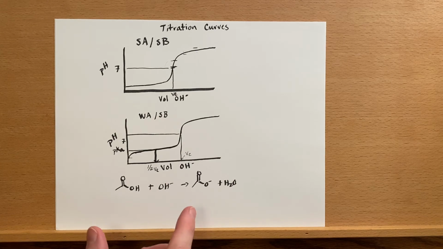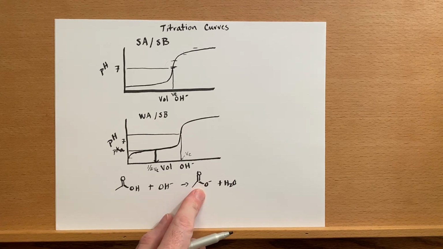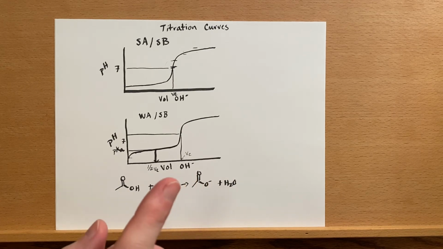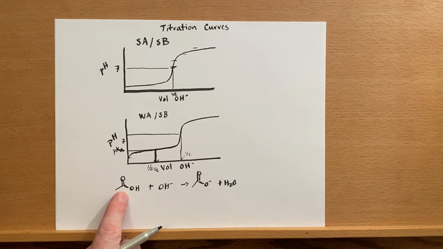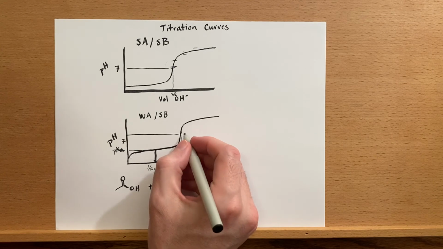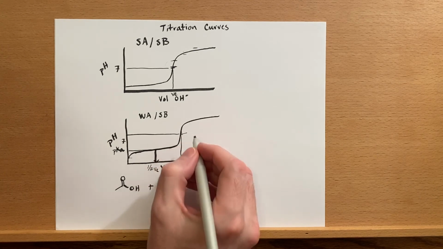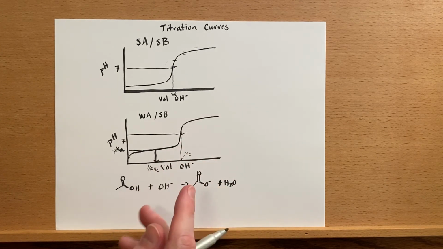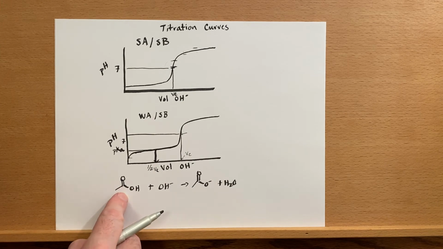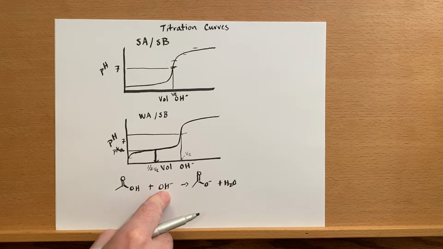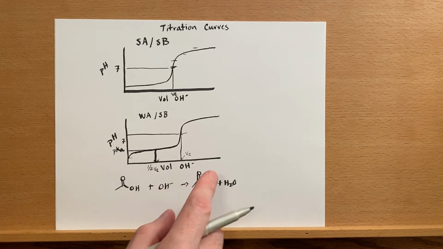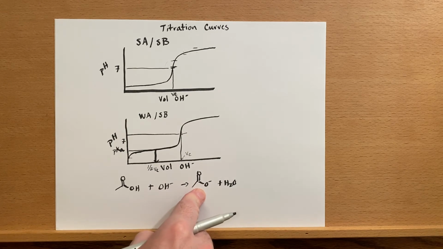And that portion must include where we have weak base and weak acid. Once we get up to this point right here, which is the equivalence point, we will have used up all of our weak acid, and we will have used up all of this strong base. So at that point of the titration curve, only our weak base is in the solution at that point.